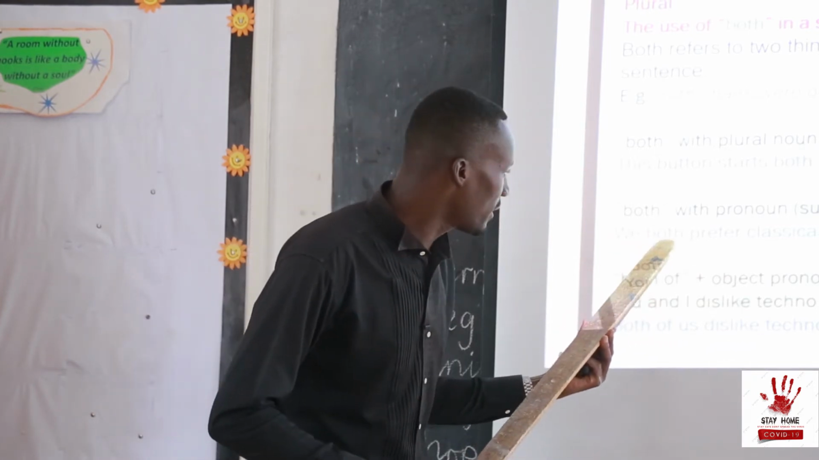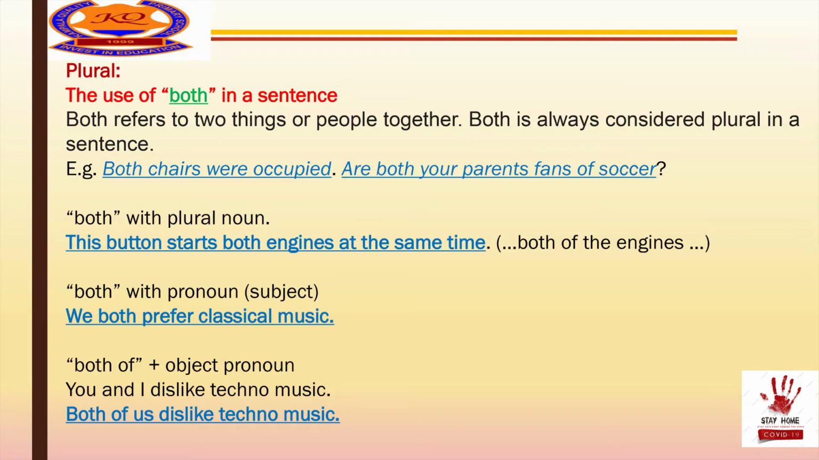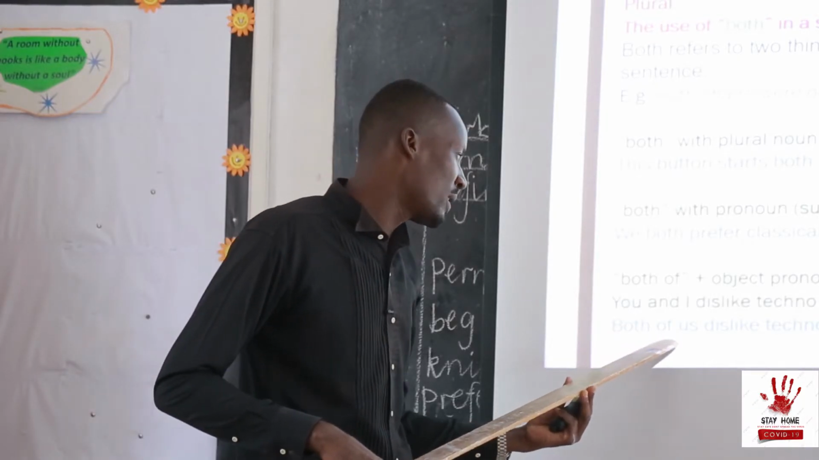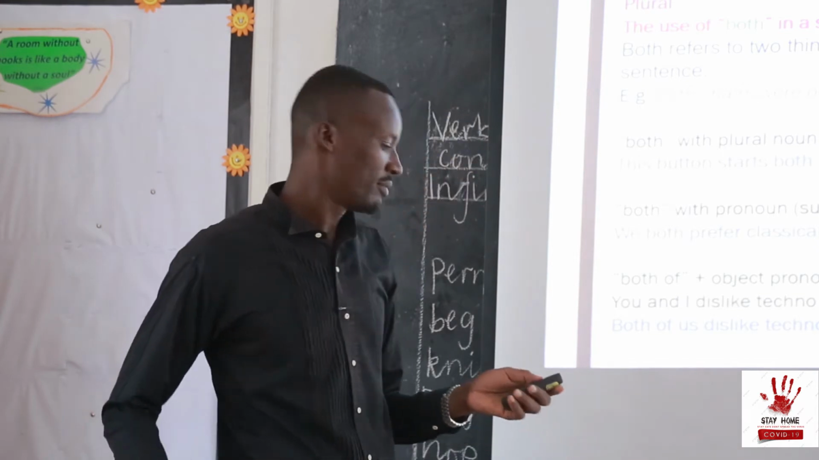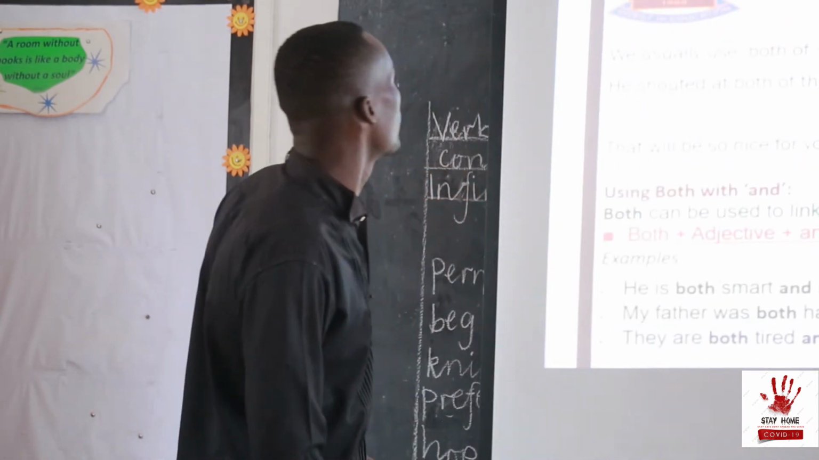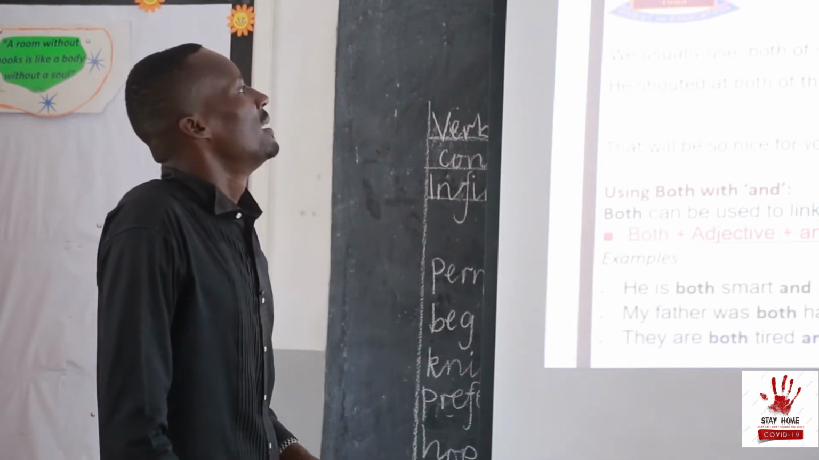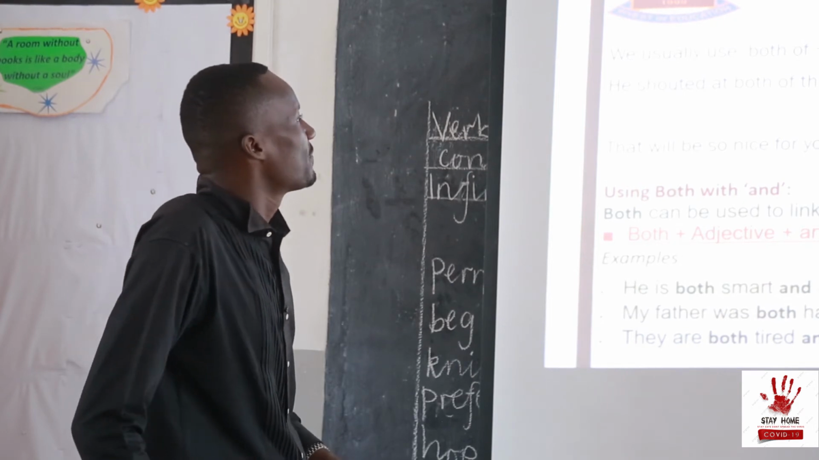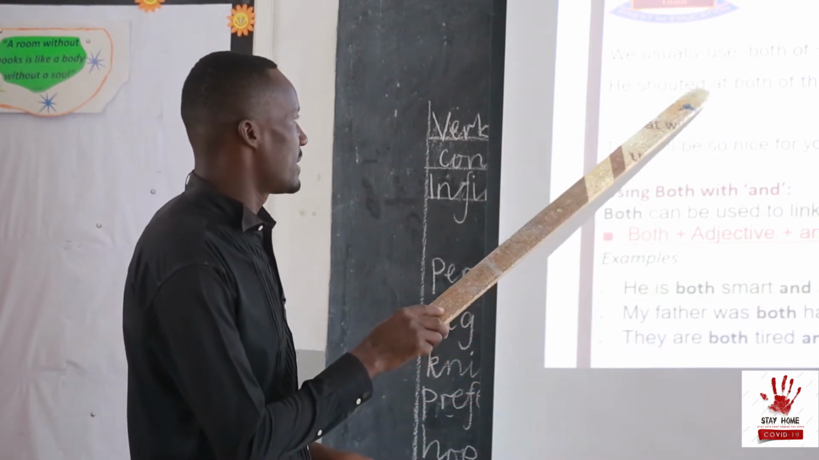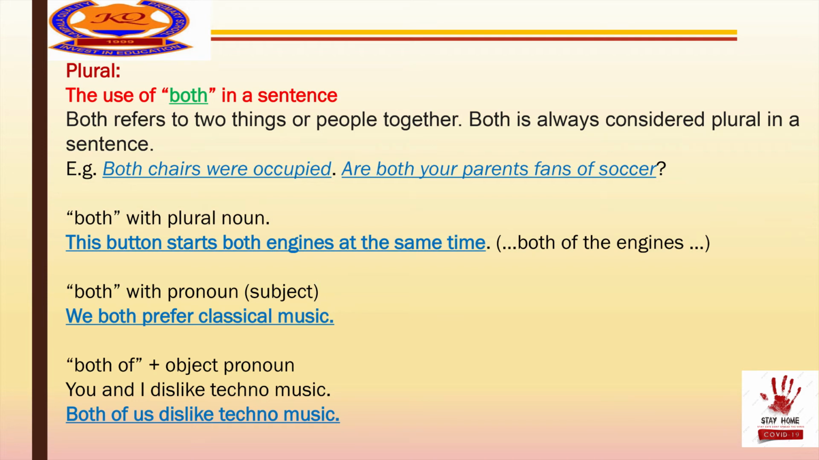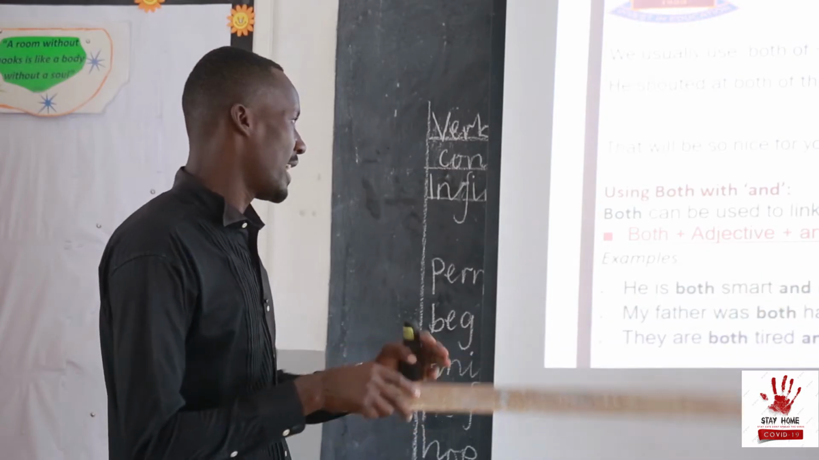Here we are using both with a plural, with a pronoun that is a subject. Then here we are using a pronoun that is an object. I have already explained this. That we usually use both of plus object pronouns. Okay? I have looked at that and I have explained.